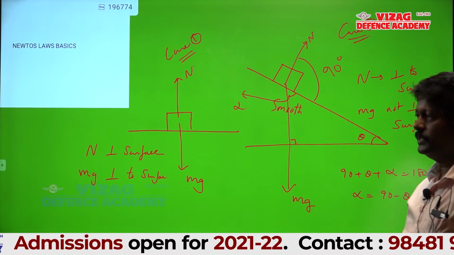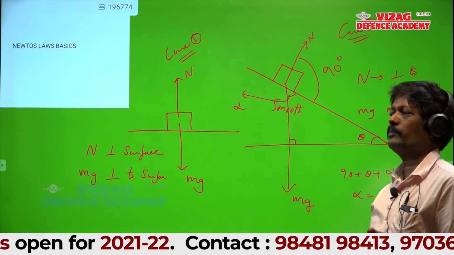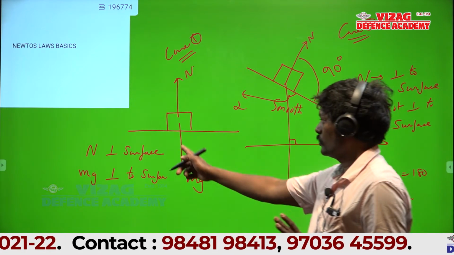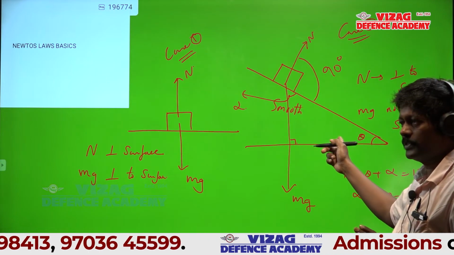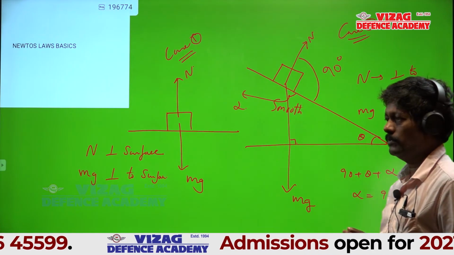In these two diagrams, what I wanted to say is normal reaction is always perpendicular to surface, but mg may be perpendicular, may not be perpendicular. Here you see mg is perpendicular to surface, here mg is not perpendicular to surface. Both the diagrams you draw, I will give 1 minute time.